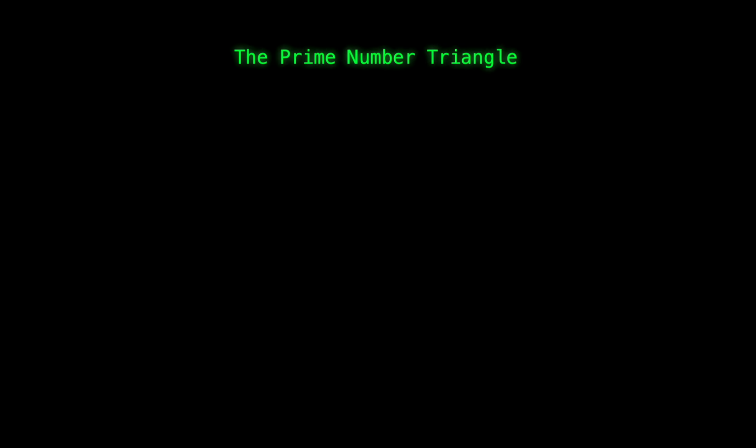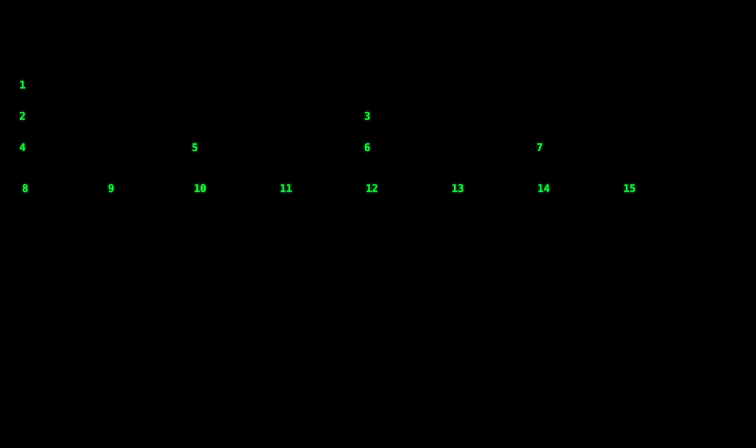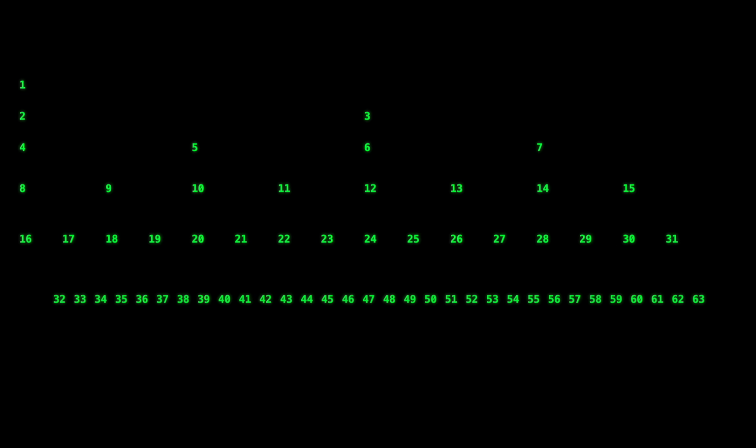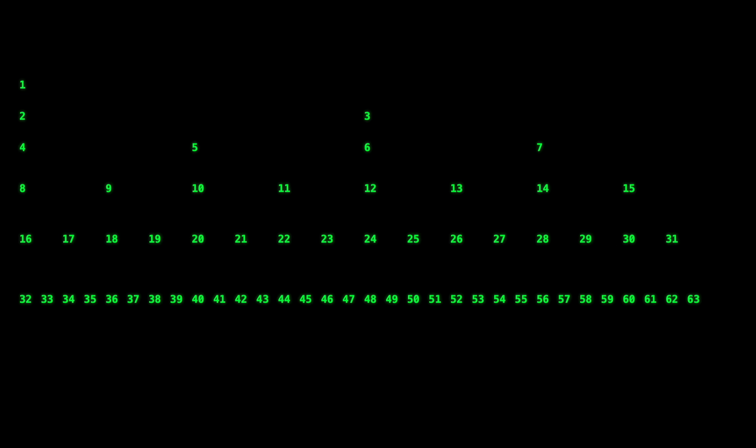The prime number triangle and dyadic levels. The prime number triangle arranges numbers in a structure that resembles a right-angled triangle. Its horizontal division is made into so-called dyadic levels. Each of these levels starts at a multiple of 2 and extends to the next higher multiple of 2. These multiples are also known as powers of 2. For example, 2 to the power of 0 is 1, 2 to the power of 1 is 2, 2 to the power of 2 is 4, 2 to the power of 3 is 8, and so on.